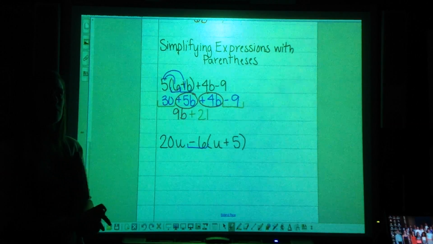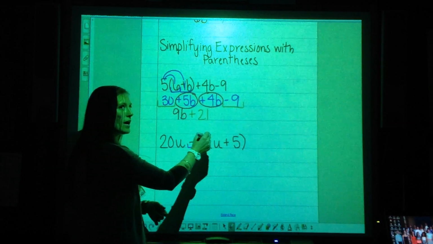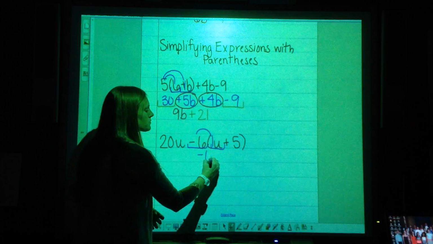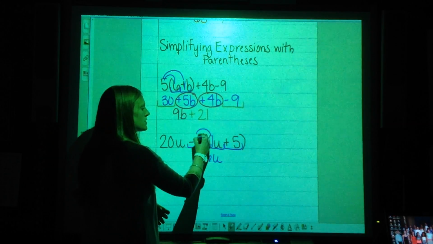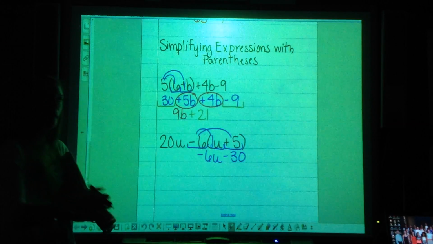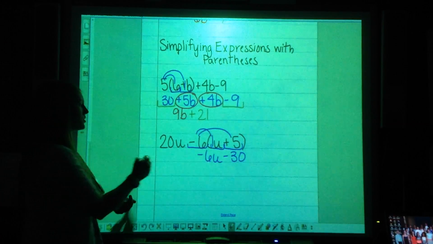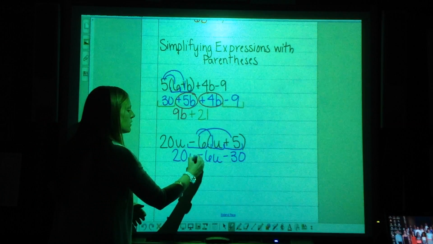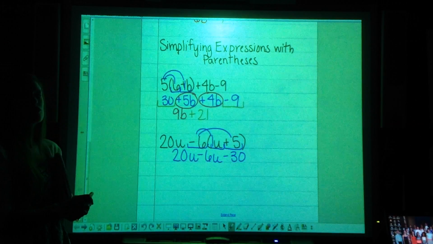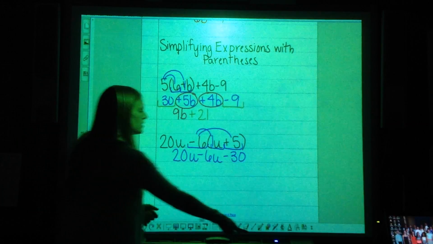that negative into the parentheses. So here I have negative 6 times a 1u. And I have negative 6 times a positive 5. Negative 30. I'm going to drop down everything else I didn't use. If you don't distribute that negative, your answer is not going to be correct.